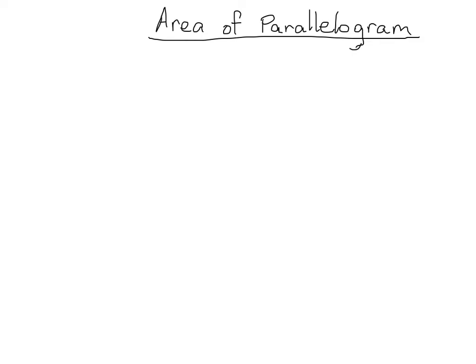Hi, in this video we're going to be looking at area, and in particular we're going to focus on the area of a parallelogram. So first of all, what is area? Area is the measure of how much space is within a boundary of a 2D shape. So a 2D shape could be a polygon, it could be a circle. Polygons include quadrilaterals, triangles, so on and so forth.